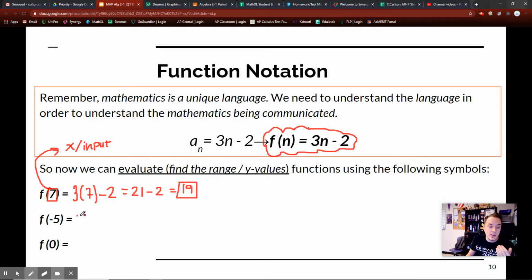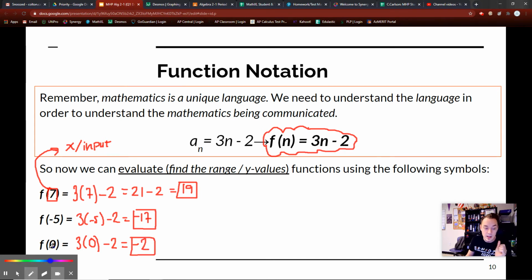Let's continue. So this is 3 times negative 5, then minus 2. This becomes negative 15 minus 2, which is negative 17. Now let's do 0. So 3 times 0 minus 2 equals, what is this? Negative 2. Now I want to pause here and emphasize this.